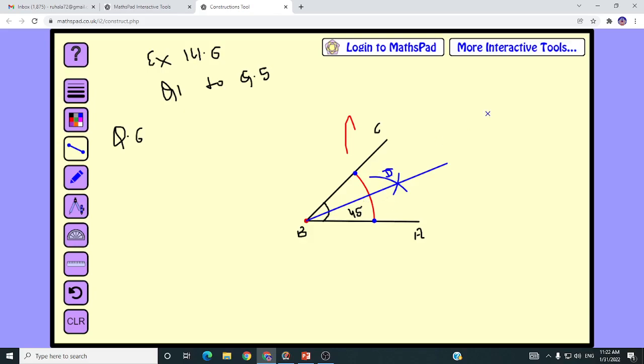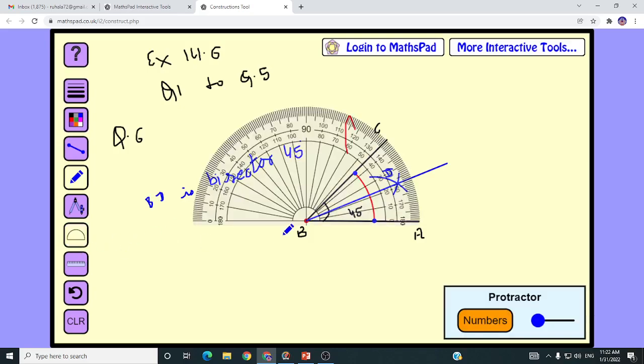BD is the bisector of angle 45. We will check with the help of the protractor. Look here. This is the 45 in black color, and the blue color is half of the 45, which is 22.5 degree. Clear?